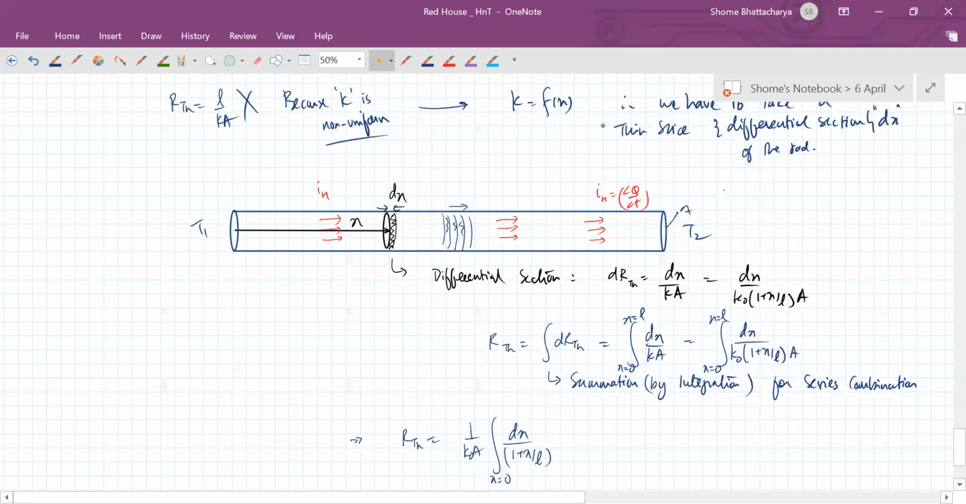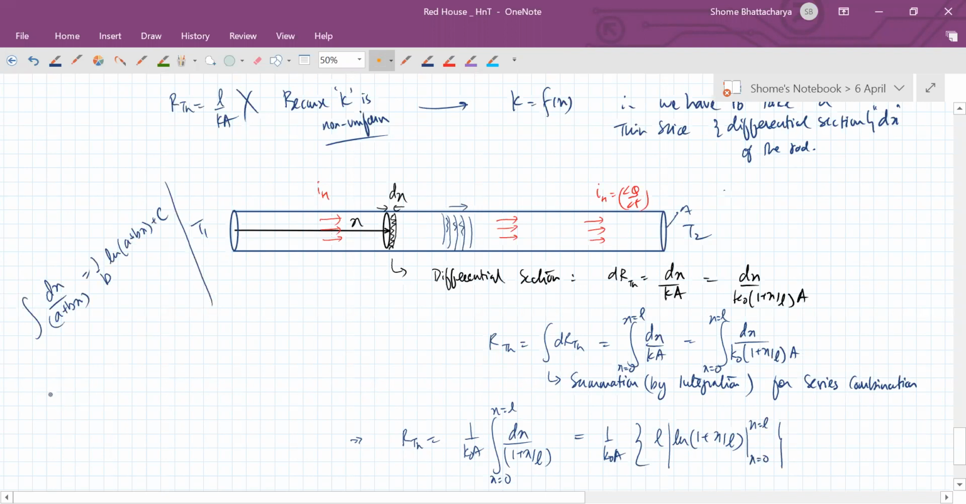Yes, very good. It will come in log terms, but the value after putting the limits, Nikita, you still have to work that out. Okay, so this will be L ln 1 plus x by L, and on this we have to put the limits x equal to 0 to x equal to L. Okay, so integration of dx upon a plus bx is 1 upon b ln a plus bx. Okay, this is the indefinite integration we are using.